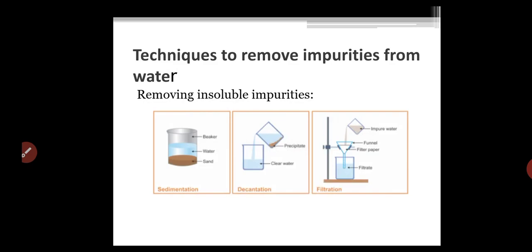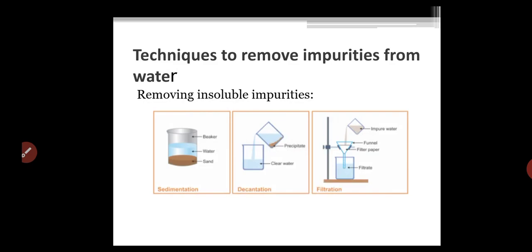Filtration is nothing but, in this method, insoluble impurities are removed by passing the impure water through a filter paper. For example, a mixture of sand and water can be separated by the filtration technique. A circular piece of filter paper is taken and folded, and it is placed in the flask, and the water is poured through it. When the water passes through the filter paper, all the impurities are retained by the filter paper, and only the pure water gets collected in the conical flask.